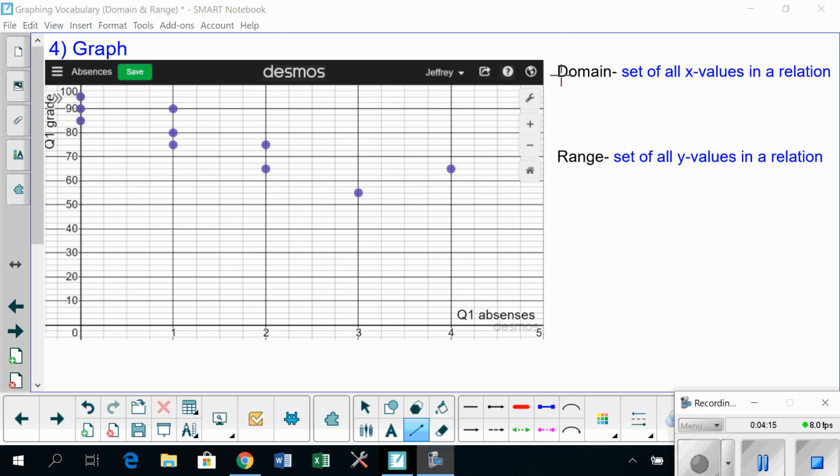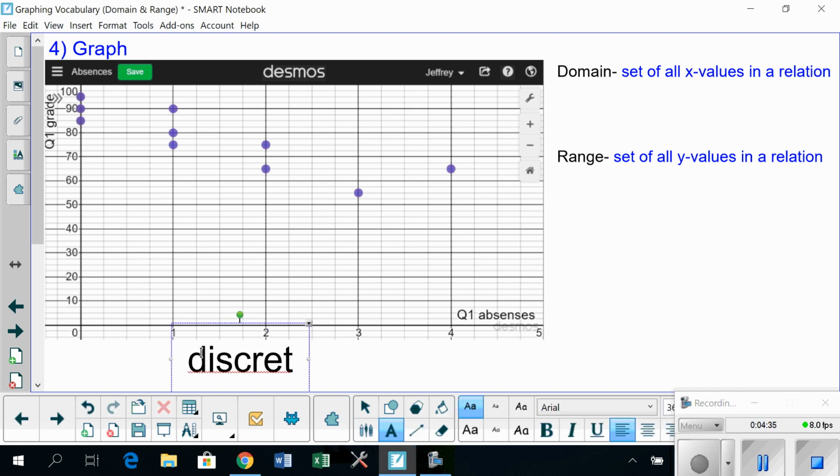So our next focus now is going to be on these two vocabulary words, domain and range. Domain is, the definition is the set of all x values in a relation, whereas the range is the set of all y values in a relation. Now I want to point something out. This graph right here is called a discrete graph because you'll notice all of these points are separate. Okay, there's no line connecting these points.